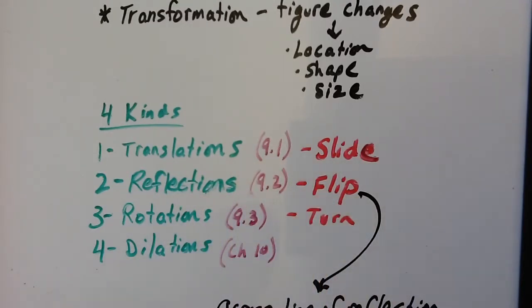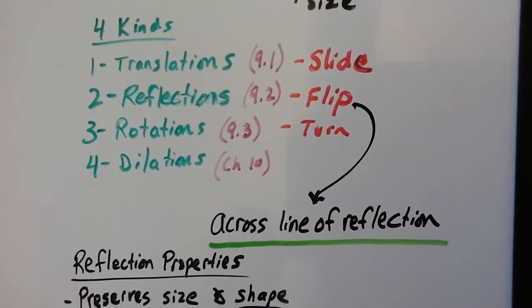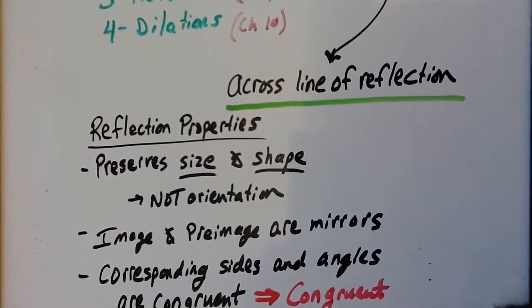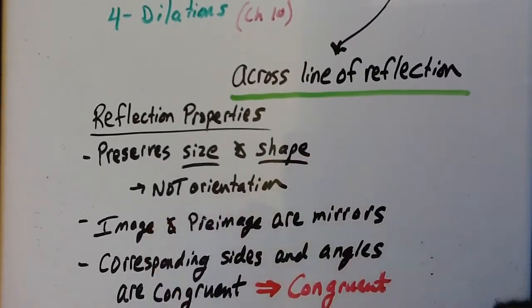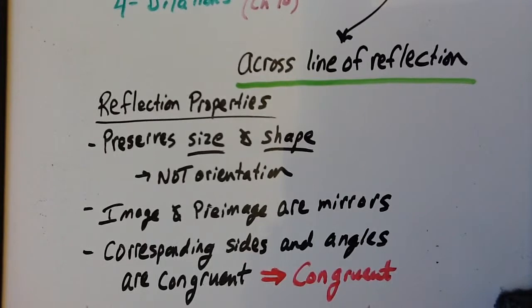Reflections are a flip. We are flipping the image across what is called the line of reflection. Here are some properties of reflections. Reflections preserve the size of the figure, they preserve the shape of the figure, but not the orientation. It will look different after it is reflected. The image and the pre-image are mirrors. When something is reflected across the line of reflection, it's mirrored.